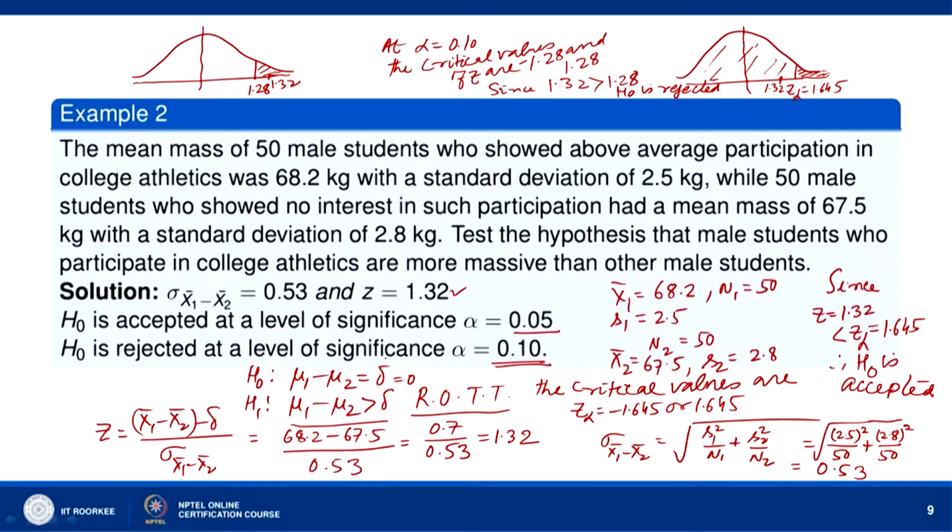Which means that at the level of significance alpha equal to 0.10, there is significant difference, that is the male students who participate in college athletics are more massive than other male students. So, we accept the alternative hypothesis mu1 minus mu2 greater than 0, that is the male students who participate in college athletics are more massive than other male students. So, H naught is rejected means the alternative hypothesis is accepted at alpha equal to 0.10.